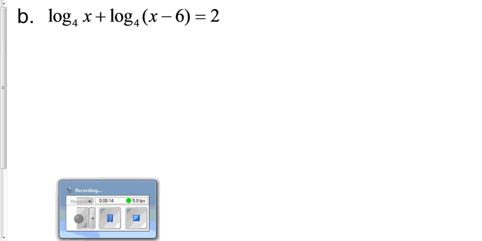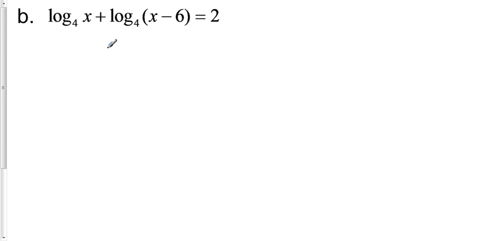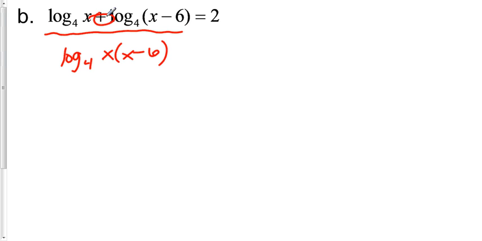Okay, here's letter B. Notice this time I've got 2 log base 4s on the left, but I've just got a number 2 on this side. That's okay, we can still solve this one, but again, you need to simplify. So we're going to start here with simplifying these two logs. There's a plus sign in between, so I'm going to use property number 1 and multiply the parts. So it's log base 4 of x times x minus 6. If there's a plus sign in between them, then you've got to multiply. Okay, and that equals 2.